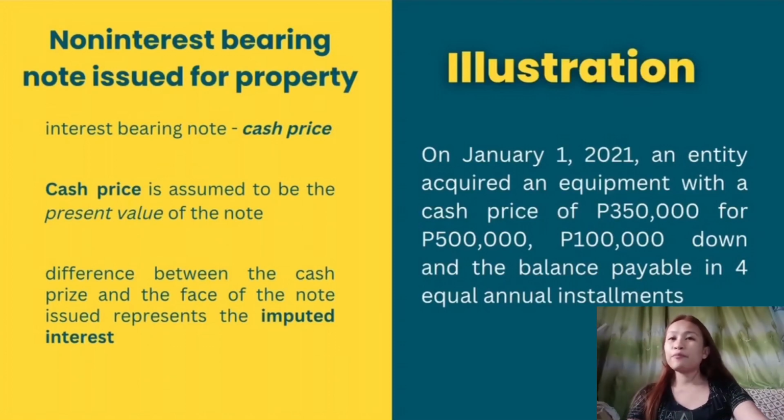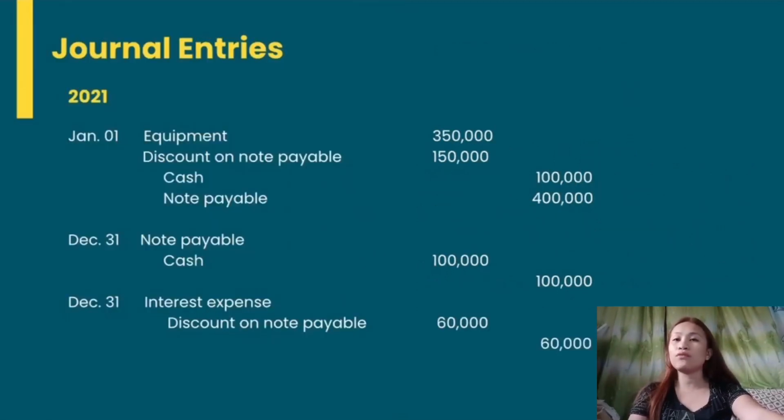So the concept of present value is crucial here as well. Present value is the value of future cash flows in terms of today's dollars, taking into account the time value of money. When a non-interest-bearing note is used, it means the buyer is not required to pay any interest on the note over its term. So to illustrate this, let's consider an example.